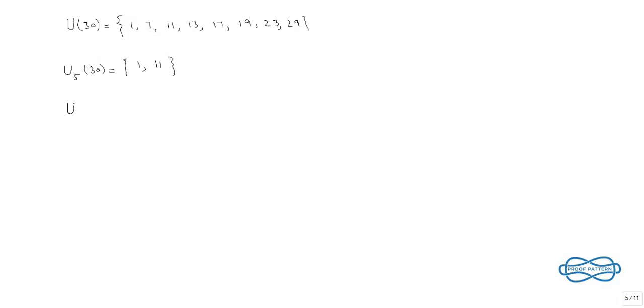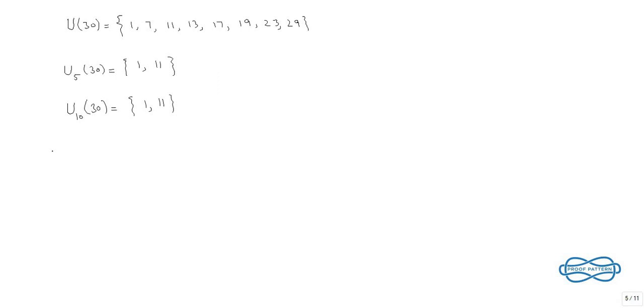And similarly, U_10(30) is also the same set, 1 and 11, because no other element gives the remainder 1 when divided by 5, or we can say when divided by 10.